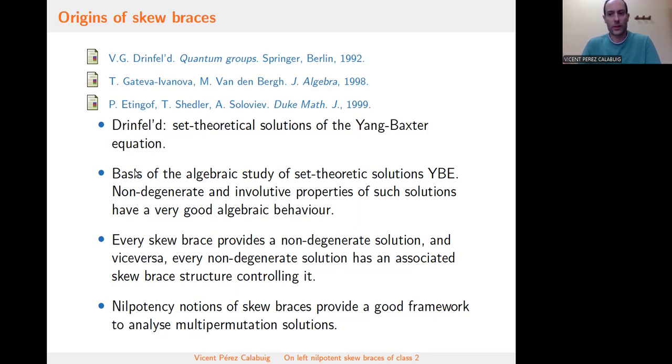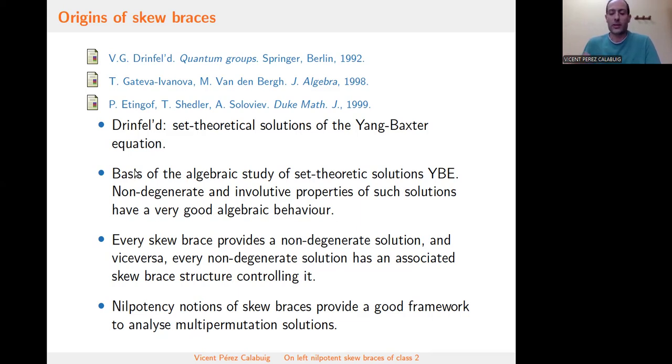Therefore, the main philosophy here is very clear. The more we know about the structure of skew braces, the more we progress into the classification problem of non-degenerate solutions of the Yang-Baxter equation. In particular, one of the most studied classes of non-degenerate solutions is the so-called class of multi-permutation solutions.